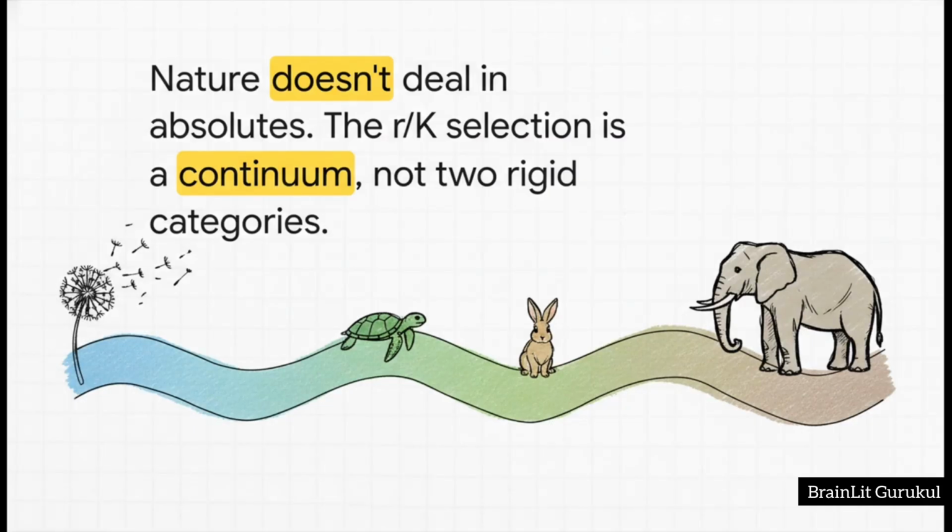Okay, now for a really critical piece of nuance, one that gets tested all the time. R and K selection, they are not two separate, rigid boxes. You have to think of them as two ends of a long spectrum. Nature is filled with species that fall somewhere in the middle, mixing and matching these strategies. The real world is always more complicated than simple categories.